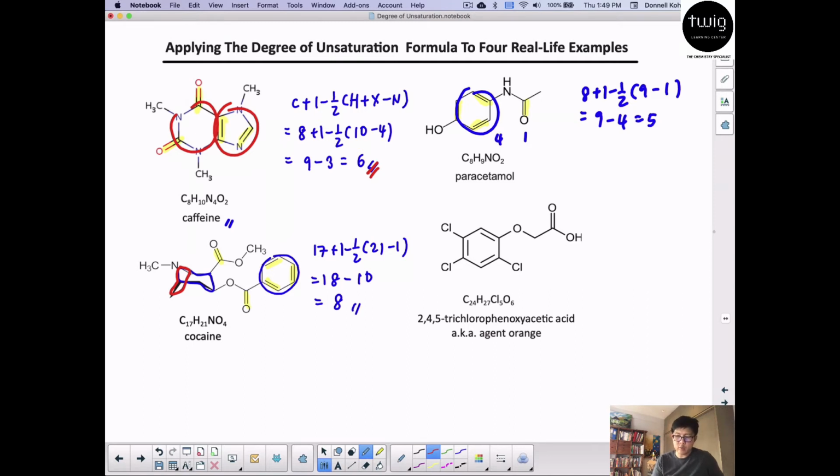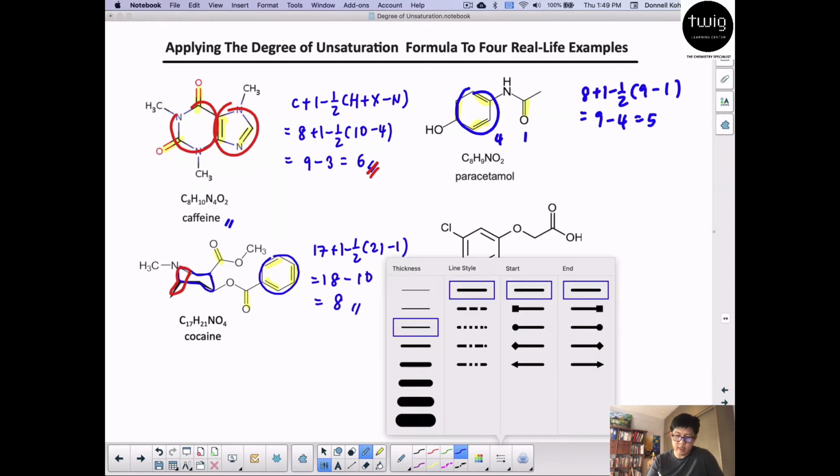Okay, let's try this last one. 2,4,5-trichlorophenoxyacetic acid. This is otherwise known as Agent Orange, used in the Vietnam War, right? A very, very potent chemical. All right, look at the formula. Okay, we're going to just base on it and calculate.